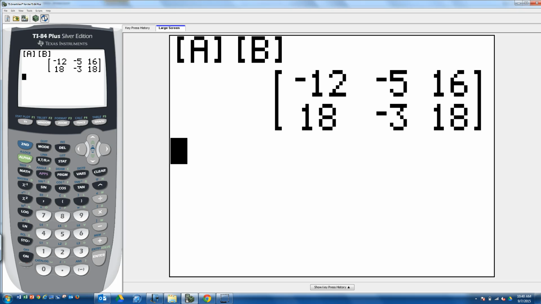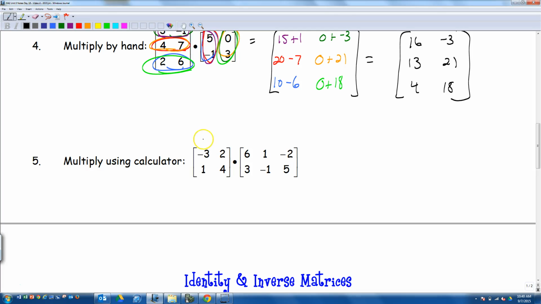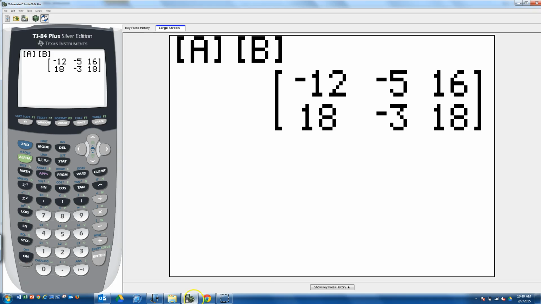-12, -5, 16, 8, -3, 18. Okay, so if you need to see that again, just rewind. I know I went kind of fast, but that is how you multiply matrices in the calculator. And that was our A and that was our B. And so we'll say that this is -12, -5, 16, 18, -3, and 18. I think that was right. There were 2 18s. Yes.